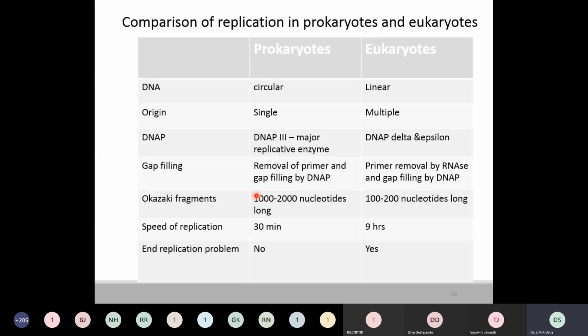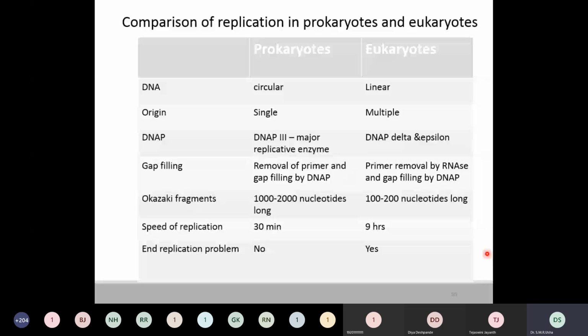The last slide, comparison. You can read this. DNA in prokaryotes is circular, this is linear, single origin of replication, this is multiple origin of replication. DNA polymerase 3 is the major replicative enzyme, whereas delta and epsilon are the major replicative enzymes. Then we have the speed of replication, 30 minutes in prokaryotes and 9 hours in eukaryotes. And a unique problem, the end replication problem which we face in eukaryotes is not present in prokaryotes.